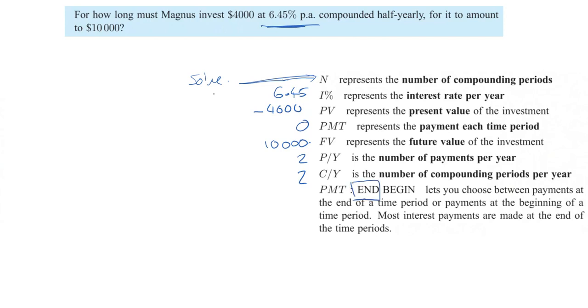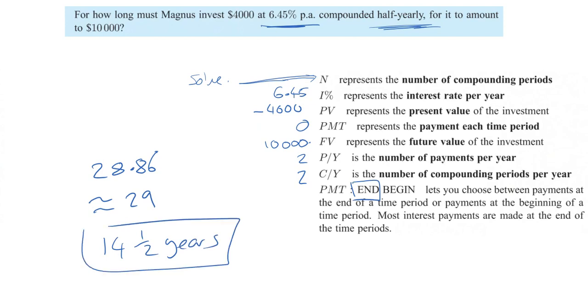You are going to scroll up to the N. You're going to press alpha and then enter to get a solve. And the number that you should see is 28.86. Now, that is approximately 29 compounding periods. So if they're getting compounded half yearly, that corresponds to 14.5 years. And that is the length of the investment.